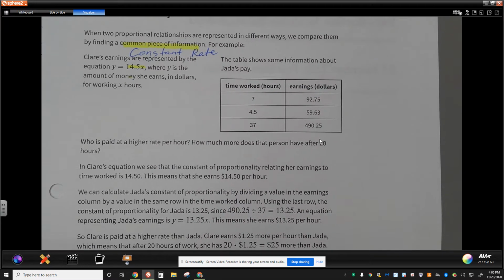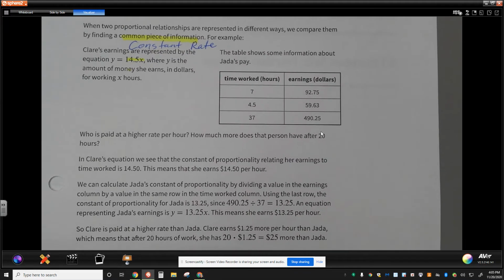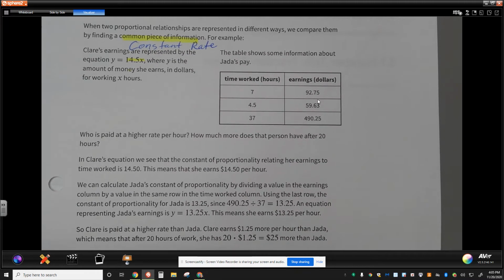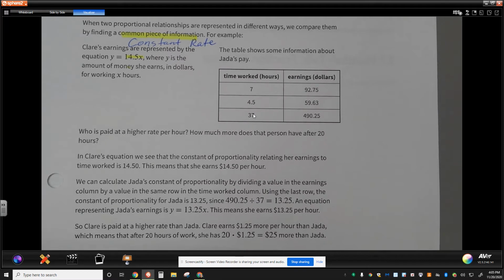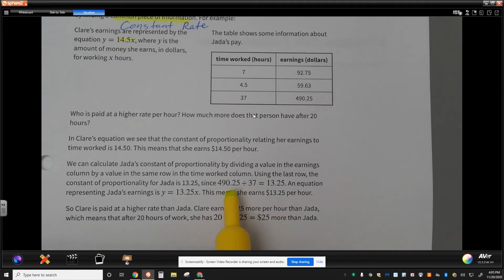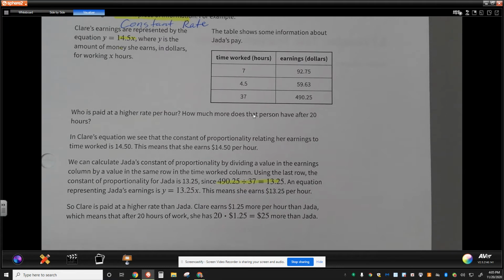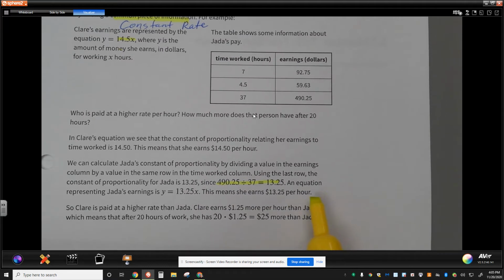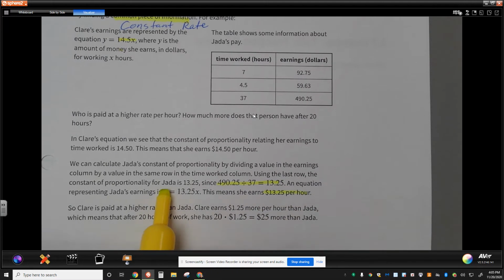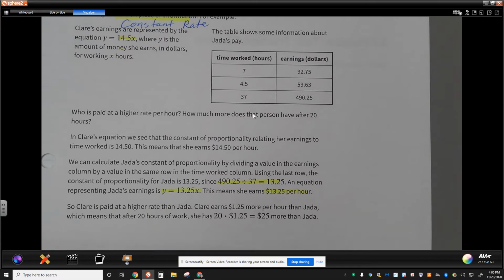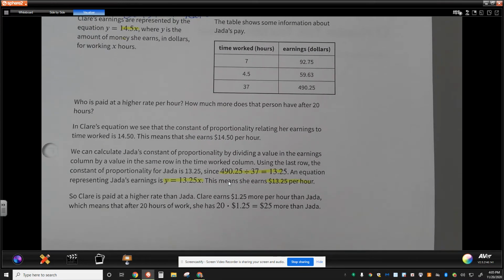Over here, Jada's is not so simple to understand because we just see a table that represents how many hours and how much money, but we can simply calculate that by taking any amount of money that's here in this column of an output and dividing it by the number of hours, as we see down here, where we recognize her value is going to be $13.25 per hour. So with that value, we can make it into an equation that says the total amount of money earned is equal to $13.25 for every hour that's worked.